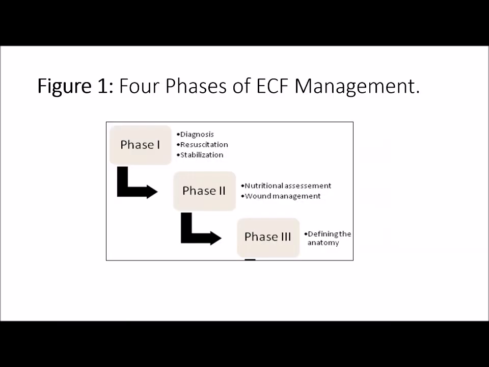Now, there are 4 phases of ECF management. Phase 1, you diagnose, very easy, resuscitate, and stabilize. As far as diagnosis is concerned, what is not easy is whether there is other pathology inside the abdomen. So it's not only diagnosing that some fecal matter is coming out through the abdomen. That is easy. Everyone can see it, even a layman can see it. But what he cannot see, or what you have to determine, is whether there is another coexisting problem inside the abdomen, or there is a focus of sepsis inside the abdomen. So that part of the diagnosis is important. Phase 2, nutrition assessment and trying to bolster up the nutrition of this patient. Then the wound management. How do you manage that particular wound from where you have the fistula coming out? And then, of course, defining the anatomy. Why?